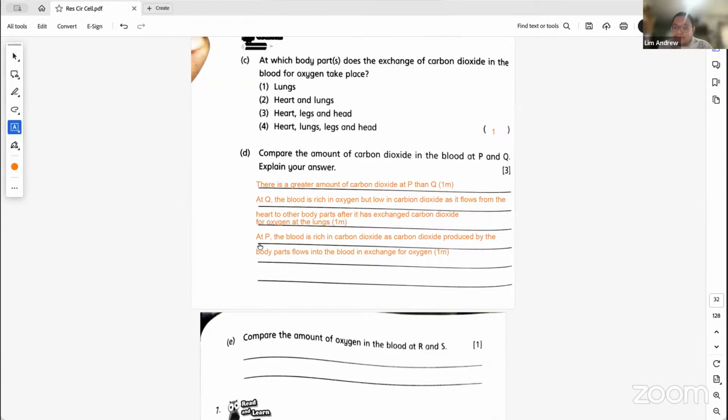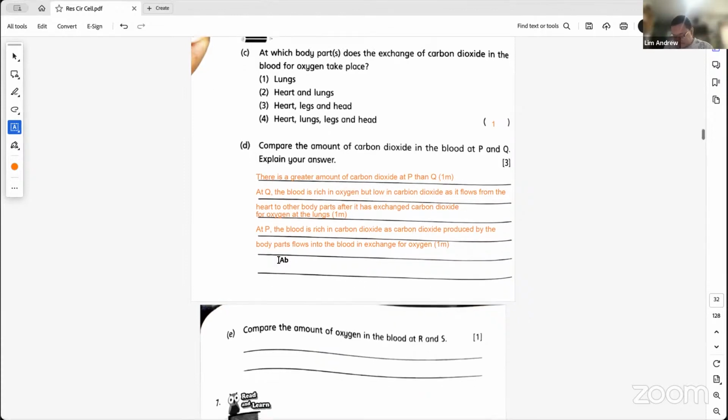All right. Same theory here. At P, the blood is rich in carbon dioxide because the carbon dioxide is produced. So the keyword is produce and flow into the blood to exchange for oxygen. All right. Next.